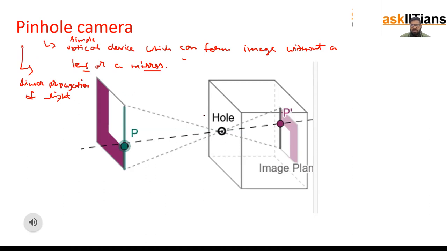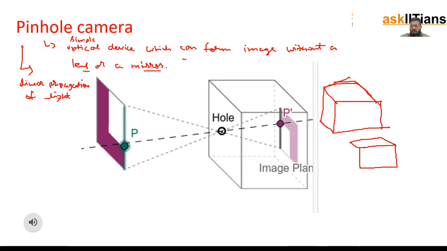So what does it do? Basically, pinhole means it has a hole. So what we do, we take two rectangular boxes like this. One box is of bigger size like this, and another box is of smaller size like this. The smaller box should be such that it can easily go through the larger box. So we'll make a hole on the larger box like this, and on the smaller box we'll make a square cut like this, about 5 to 6 centimeters in size. Then we'll just slide the smaller box inside the bigger box.